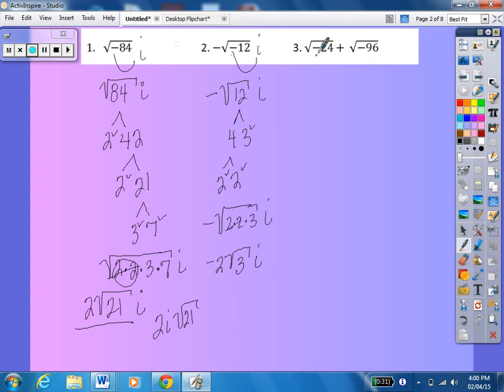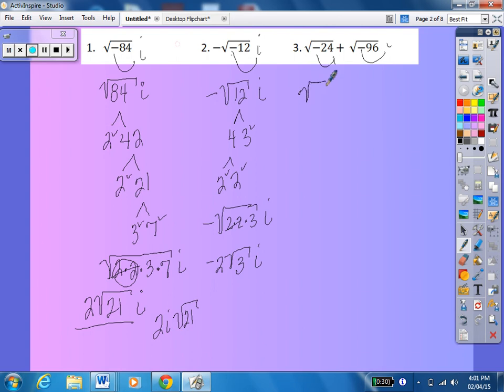Now these ones are a little bit different because I'm asking you to add these together. Well, you can't add them together the way they are because they're different types of numbers. So what you have to do first is you have to write them in their simplest form like these other two answers that we have here. So same process, you're just going to do both of them and see if they're like. So here's how we work it. We're going to take the I out and take the I out.